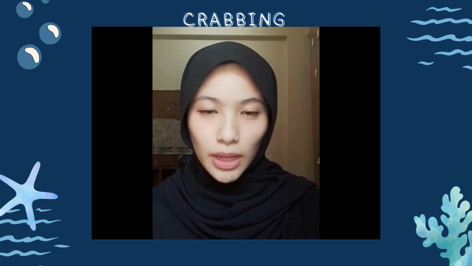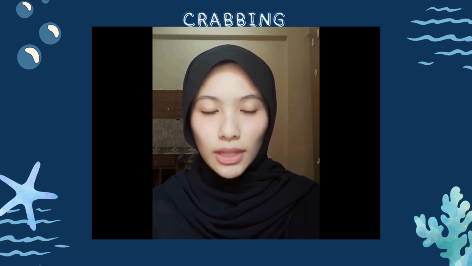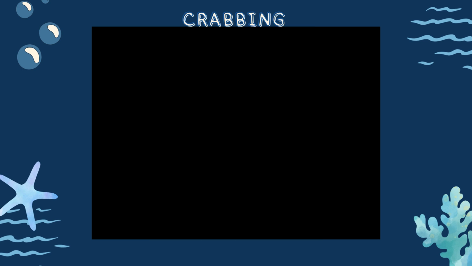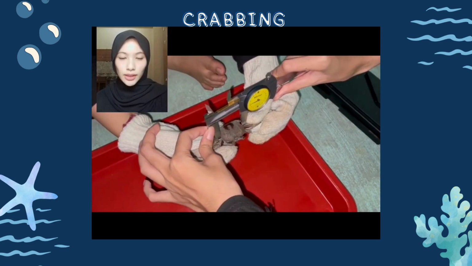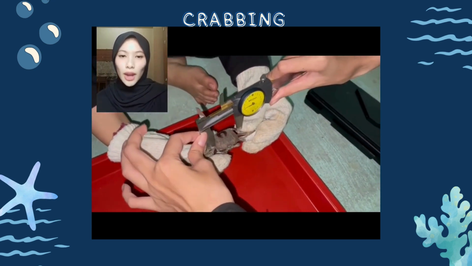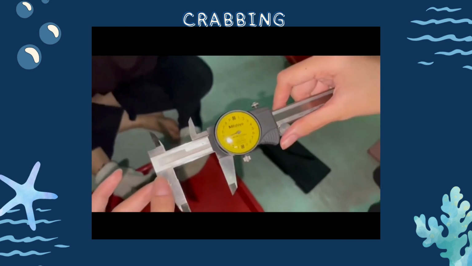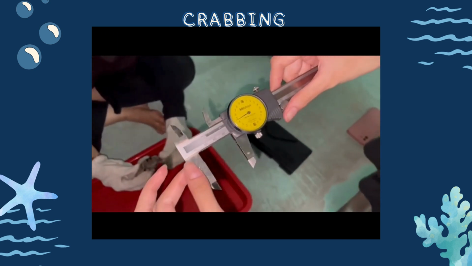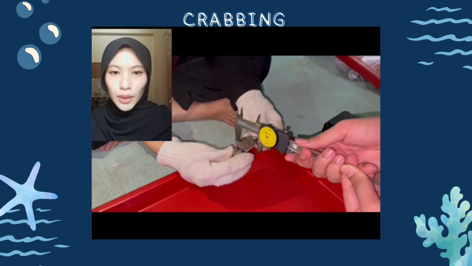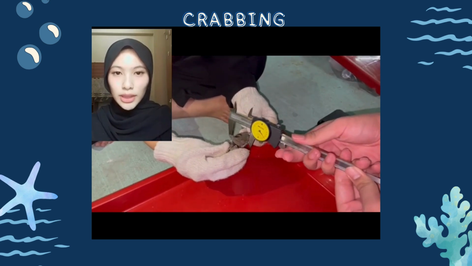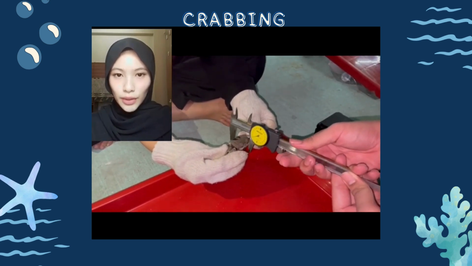I'm going to explain about the crabbing method and the data analysis we got from the result. This is the crabbing method for checking the carapace width of the crab. While this is the method for checking the carapace length for the crab.